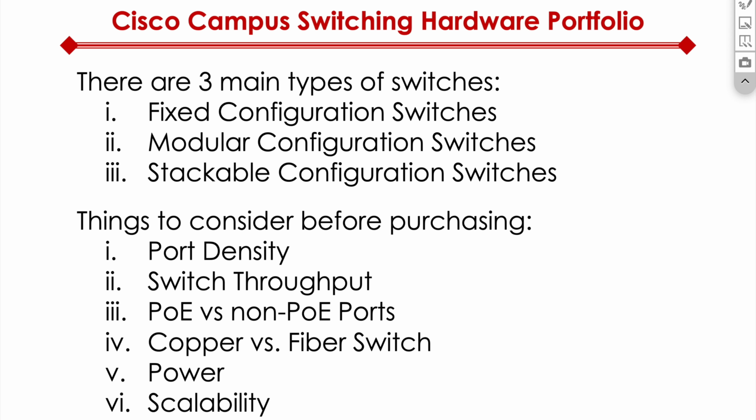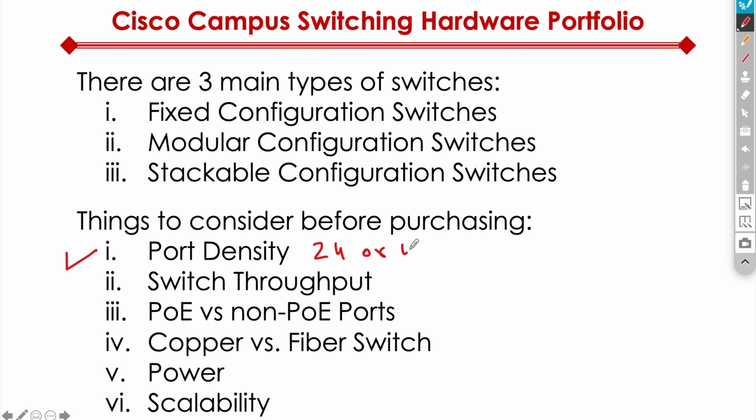You have to think about the port density. How many ports? Do you need a 24-port switch or a 48-port switch? What do you need? Switch throughput. What kind of throughput? Do you want a line rate throughput?